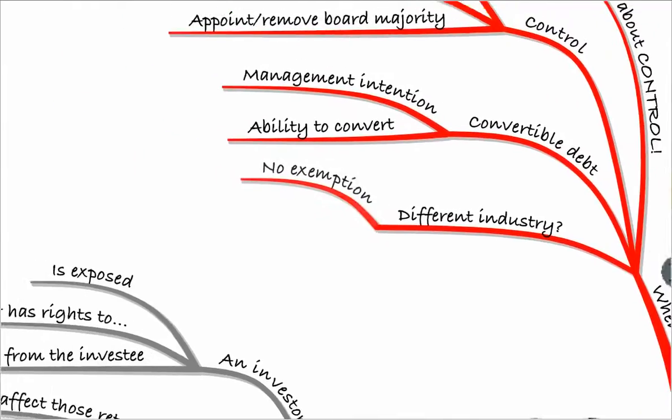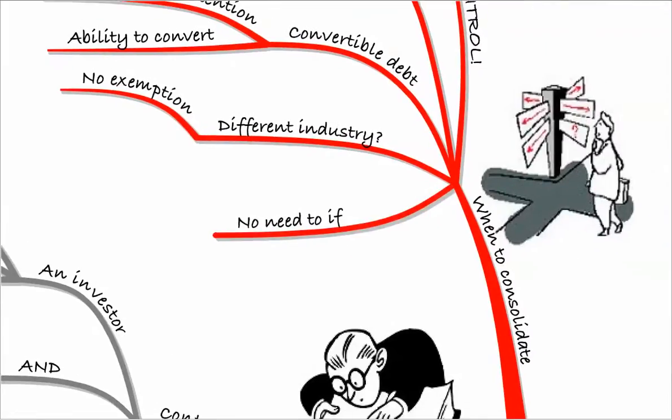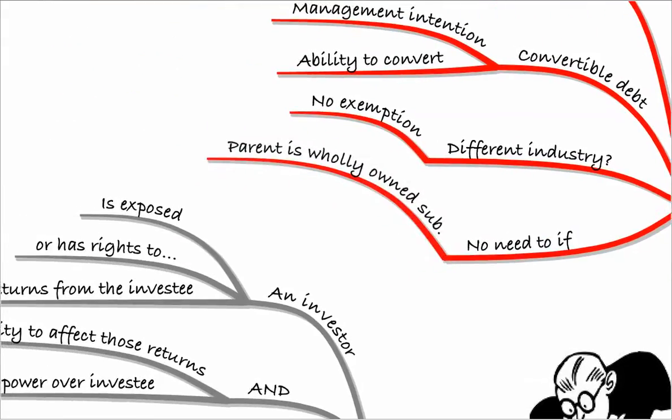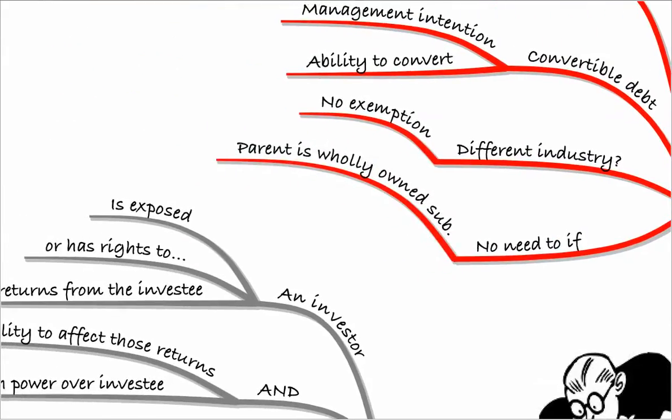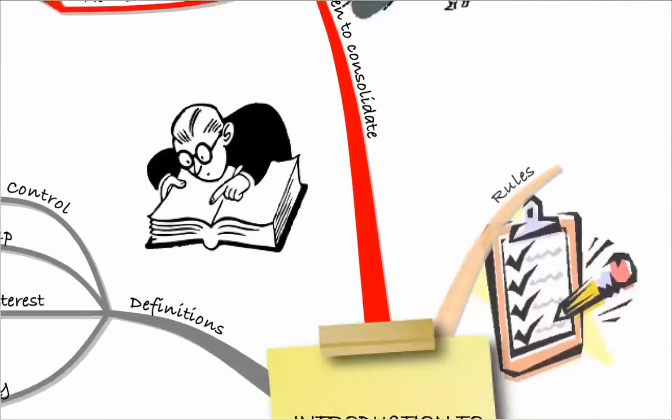If the subsidiary is in a different industry, do we still need to consolidate? Well, yes, we do. There's no exemption for a different industry. If we control it, we consolidate it in the group accounts. Times when there's no need to consolidate would be if the parent was a wholly owned subsidiary themselves, or if it's not a listed company. So those are the key bits for the exam. Learn them.